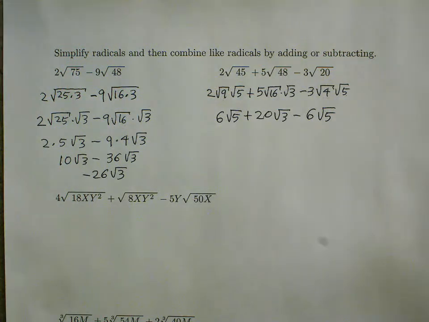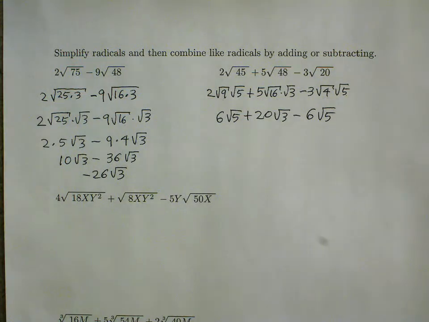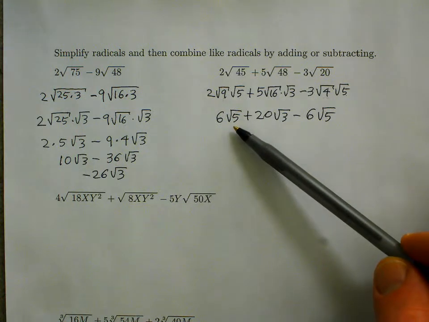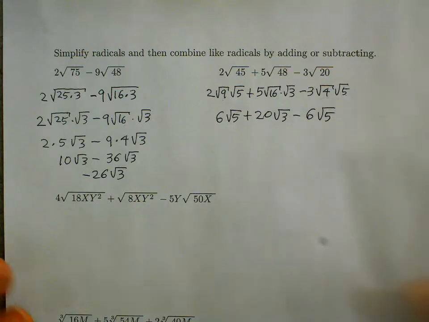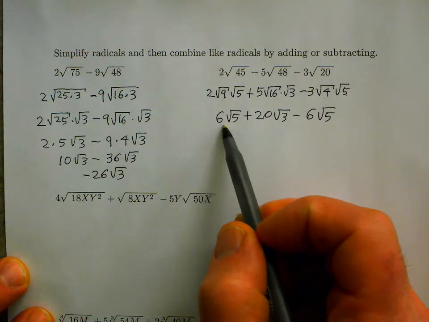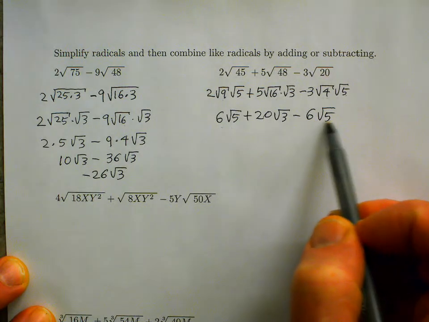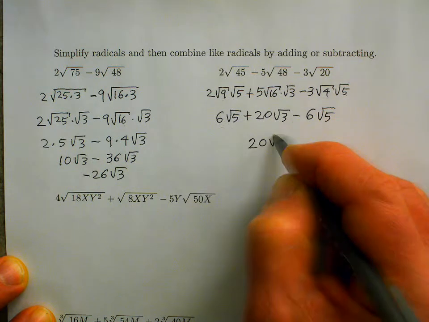Okay, so the radicals are all simplified, but the radicals are not all like radicals. So we do have 6 times the square root of 5 minus 6 times the square root of 5. So those combine to make 0. So the final result is 20 times the square root of 3.